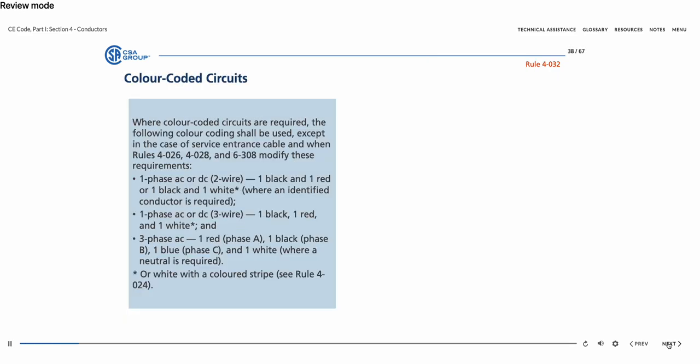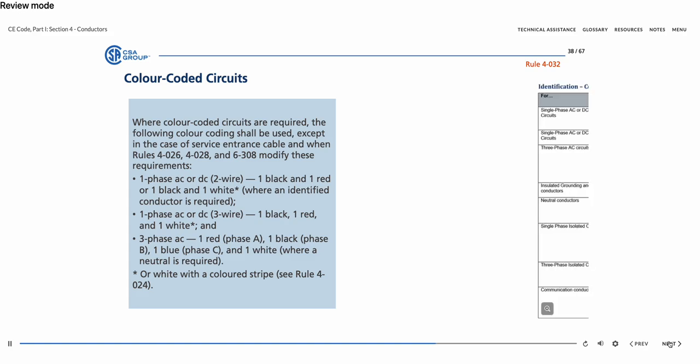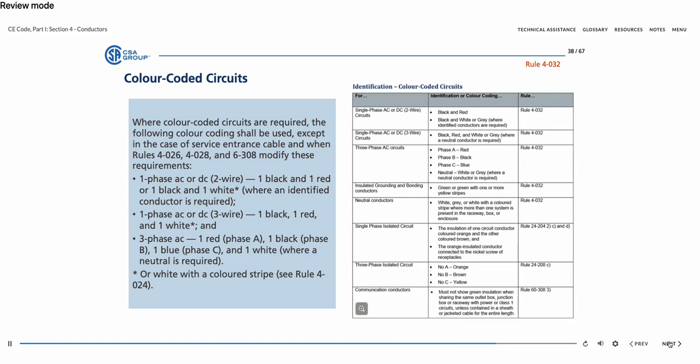Rule 4-0323 requires that where color-coded circuits are required, the following color coding is to be used, except in the case of service entrance cable and when modified by other rules of the code. Here are other color coding and identification requirements of the code.